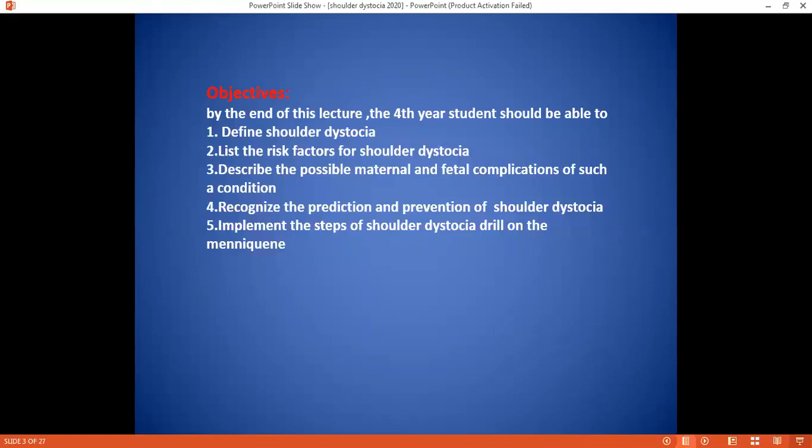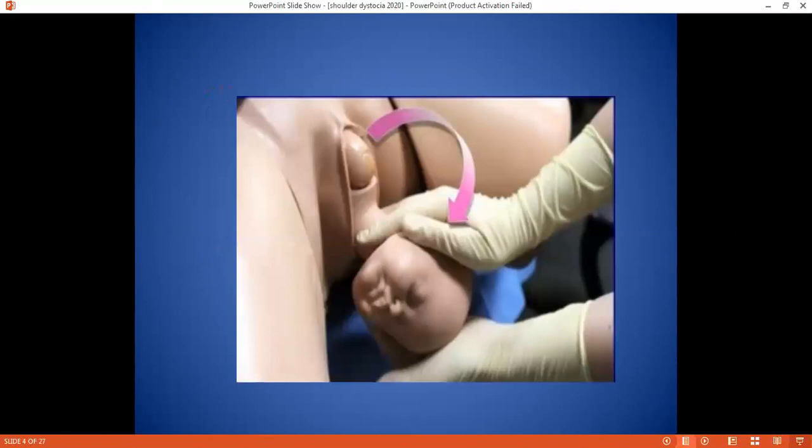This is an important and life-threatening situation which should be managed properly. Here in normal delivery, after the delivery of the head, with gentle traction, there will be delivery of the anterior shoulder because the head is the largest diameter in the fetus. So the rest of the body will be delivered easily with gentle traction after delivery of the fetal head. This is the normal delivery.